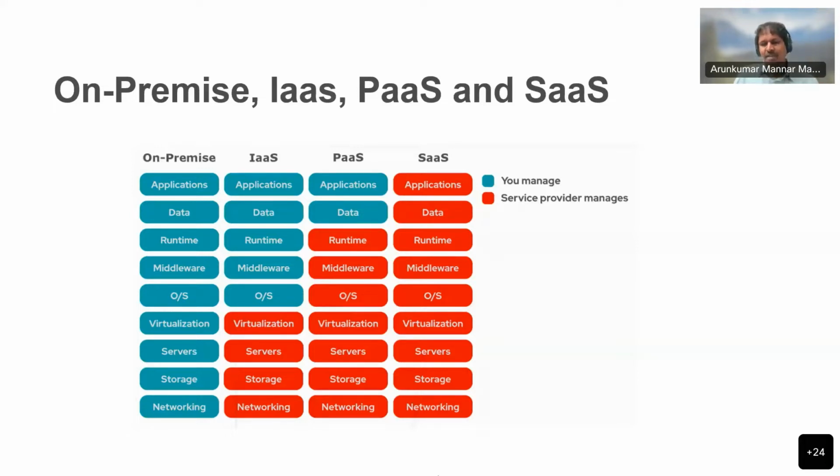Software as a service: everything is bundled, and you get only the software. The best example for SaaS is Gmail. We are using Gmail as a service; we just log in and send email. We are not doing anything else, as everything is handled by Google, so you can easily send and receive email. That's the best example for SaaS.